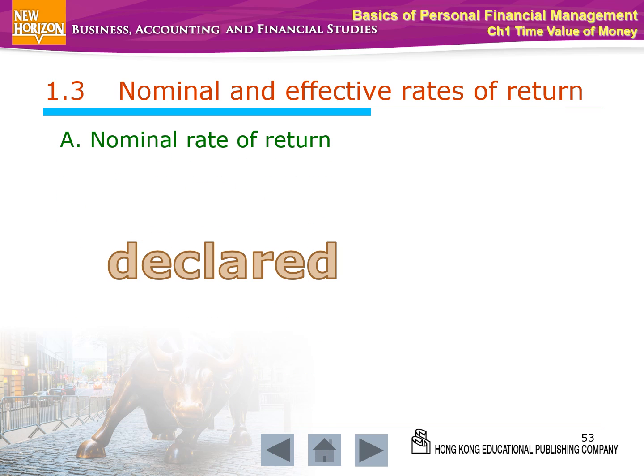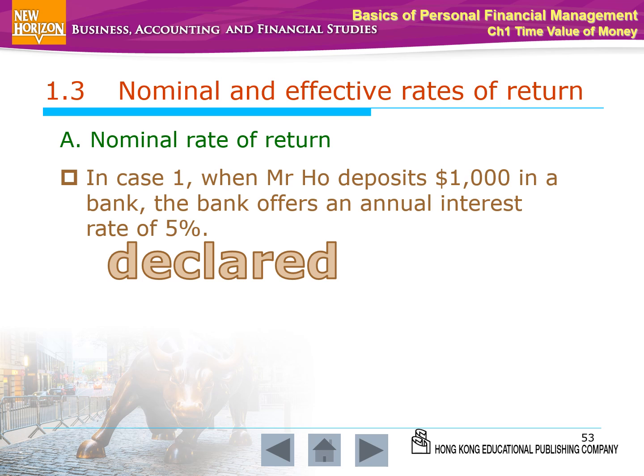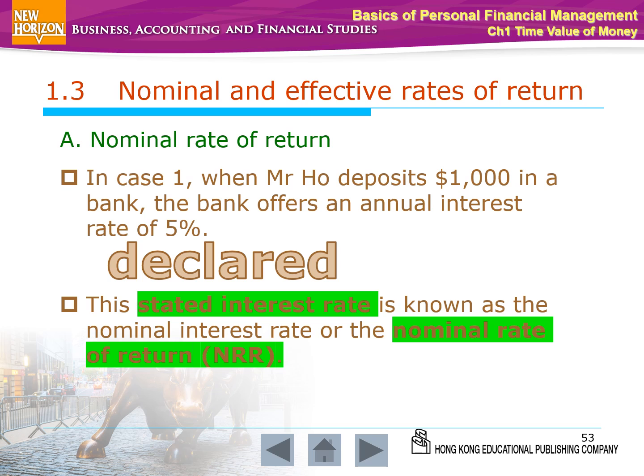Coming up, we are going to distinguish between nominal and effective rates of return. First look at the nominal rate of return. In case one, Mr. Ho deposits $1,000 in a bank that offers an annual interest rate of 5%. This rate is called the stated interest rate, or declared interest rate, declared by the bank. It is also known as the nominal interest rate, or nominal rate of return, NRR.